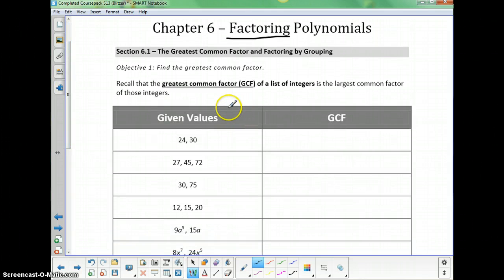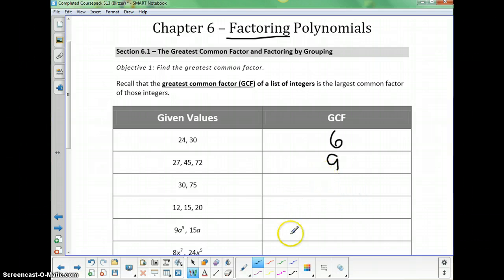So we're going to recall that the greatest common factor, GCF, for a list of integers is the largest common factor of those integers. For example, 24 and 30, the GCF is 6 because 6 is the largest number that will divide evenly into 24 and 30. Okay? For 27, 45, and 72, the GCF is 9.